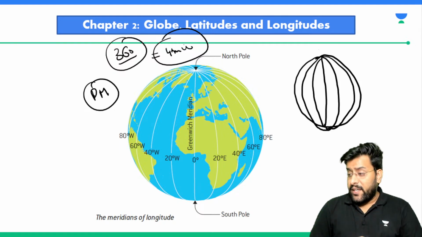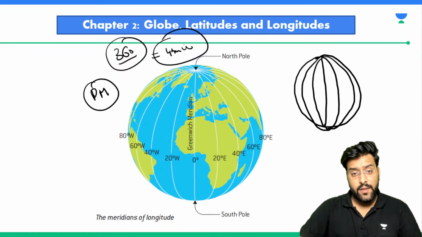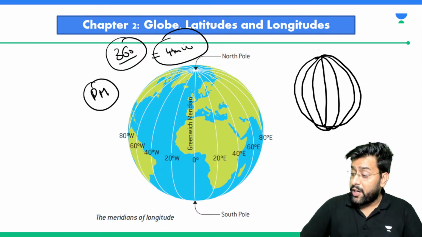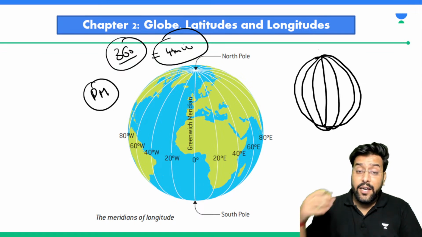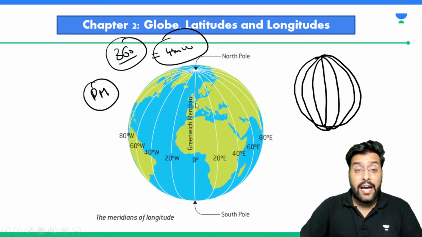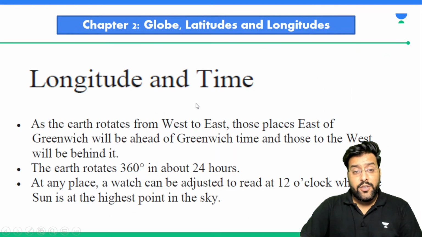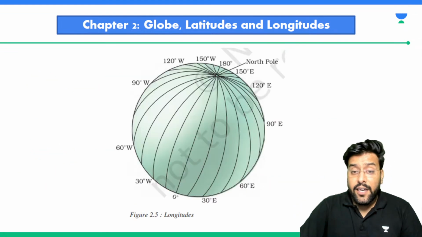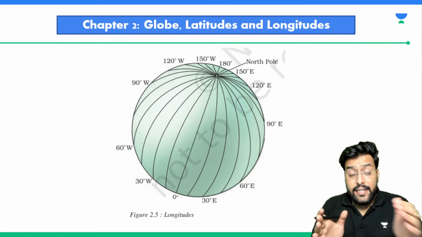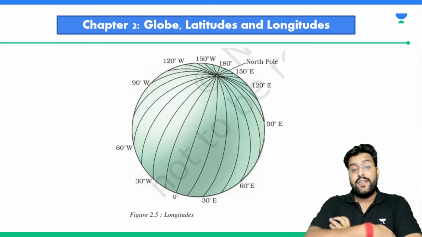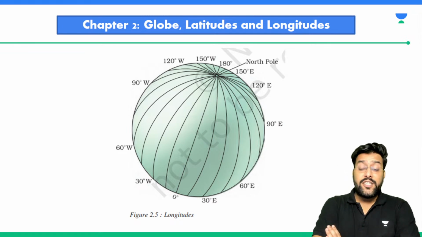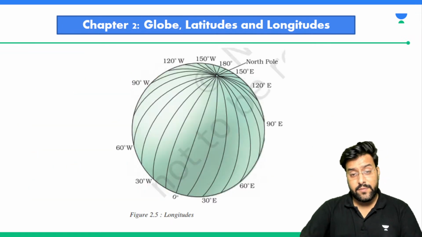So what was happening here was that this entire movement of the earth along these longitudes was helping us to understand how time worked. So we had various longitudes, and since, can you please tell me in what direction the earth rotates? What is the direction of earth's rotation?